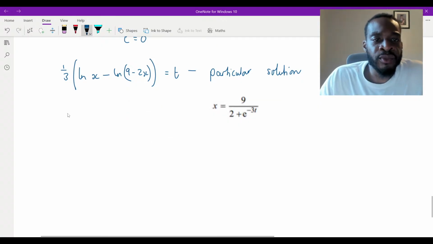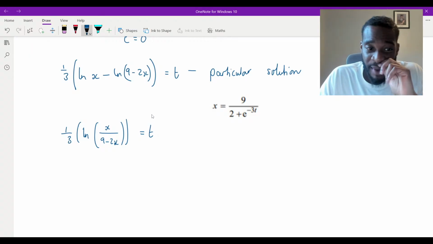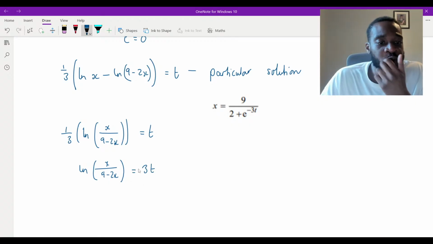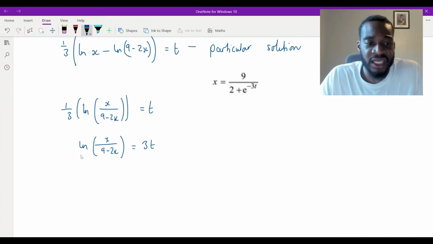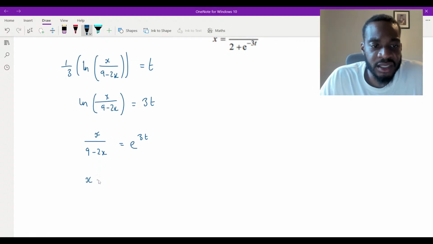So firstly, what I'm going to do is I'm going to write 1/3, and then in the bracket, I can use log laws to simplify that. That's just going to be x over 9 minus 2x, isn't it? Like that. And then that's going to equal t. And then now we want to get x by itself. So let me times up the 3. So it's going to be the ln of x over 9 minus 2x is going to equal 3t. And then remember, because we want x on its own, we need to just rearrange. So I need to get rid of the ln. So I'm going to raise it with both e's. So it's going to be x over 9 minus 2x is going to equal e to the 3t. Like that. And then times it up, it's going to be x bracket, and then it's going to be e to the 3t, 9 minus 2x.